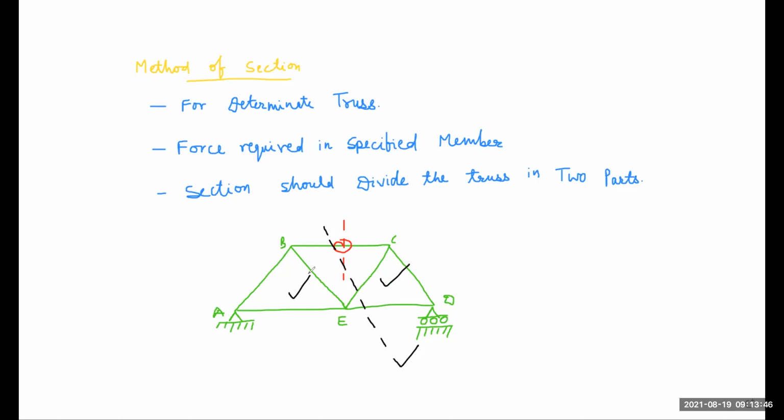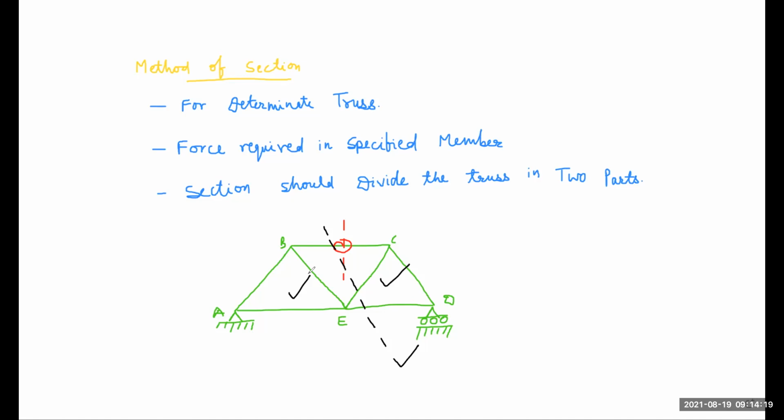Next point is the section should not cut more than three members because we have only three equilibrium equations for solving the unknowns. Next, the section should be cut in a manner that all the members cut by the section do not meet at a common point.